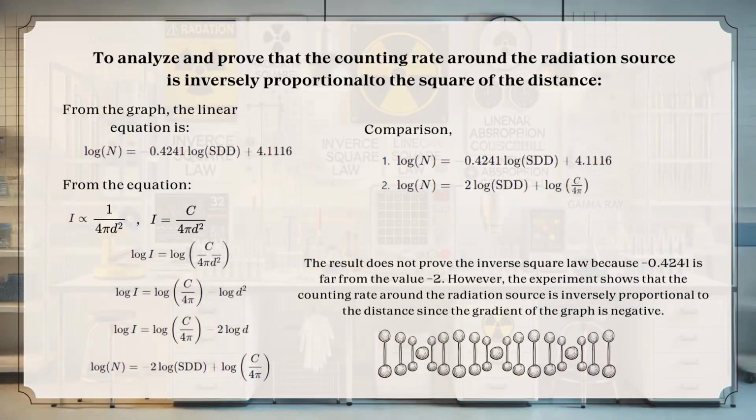To analyze and prove that the counting rate around the radiation source is inversely proportional to the square of the distance, from the graph, the linear equation is log n equals negative 0.4241 log SDD plus 4.1116. The equation that we derived is log n equals negative 2 log SDD plus log C over 4 pi. Then that is the comparison. So the result does not prove the inverse square law because negative 0.4241 is far from the value negative 2. However, the experiment shows that the counting rate around the radiation source is inversely proportional to the distance, since the gradient of the graph is negative.